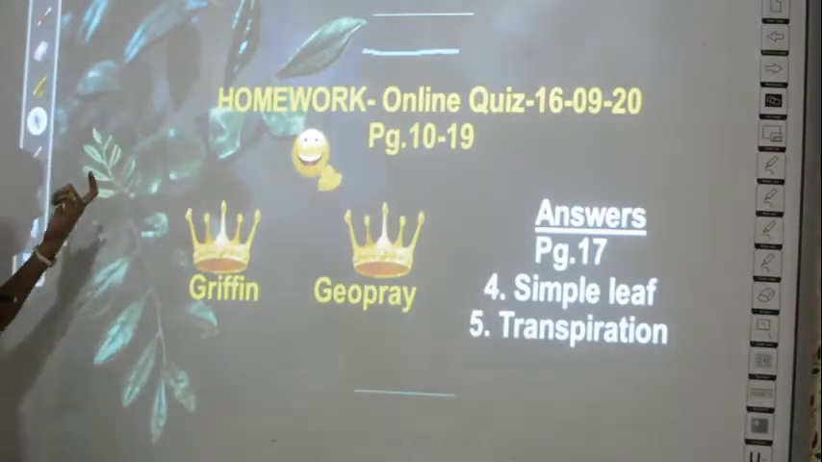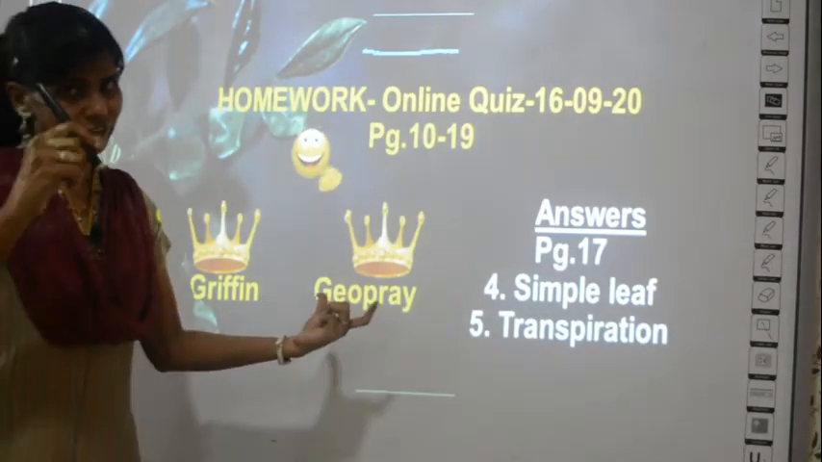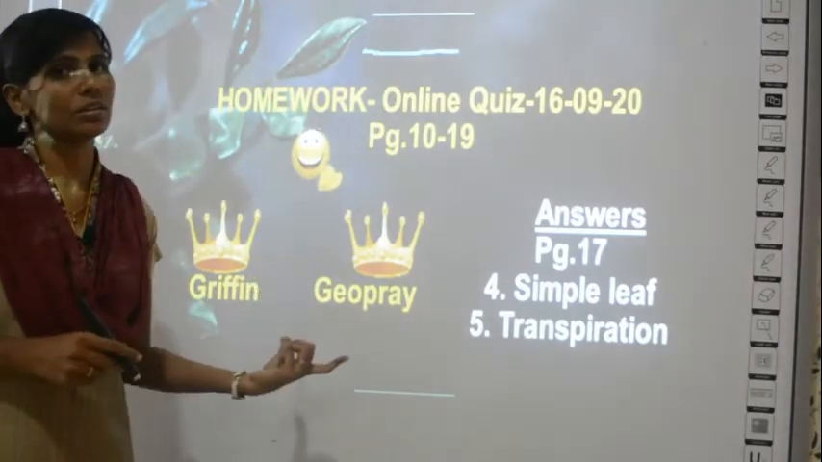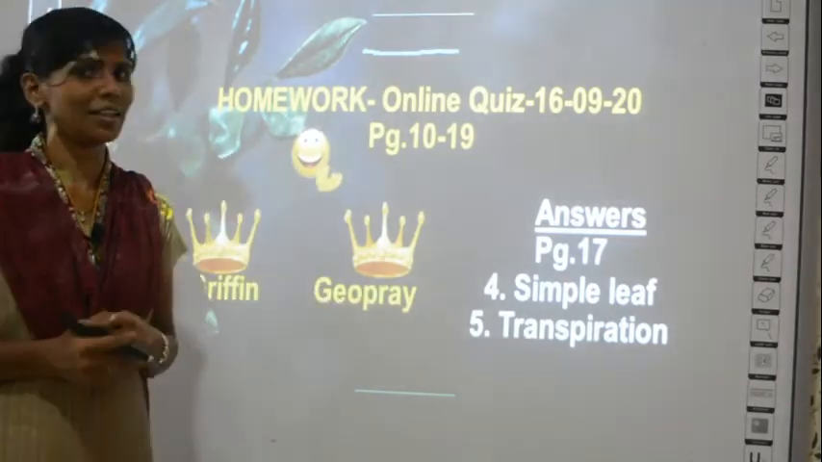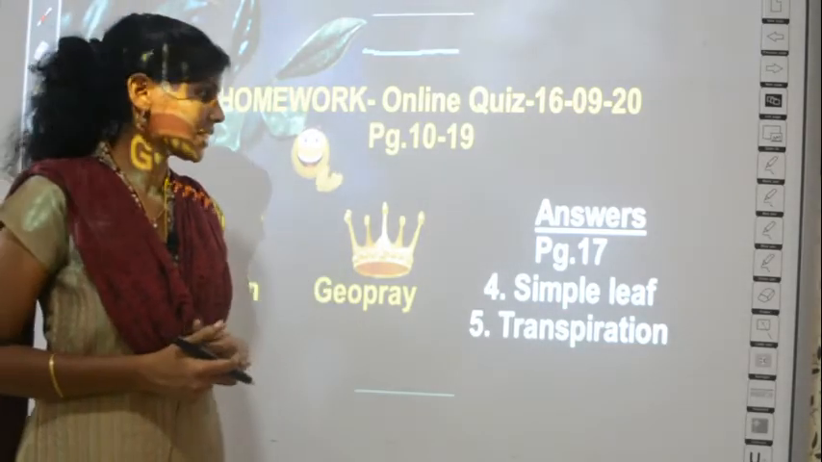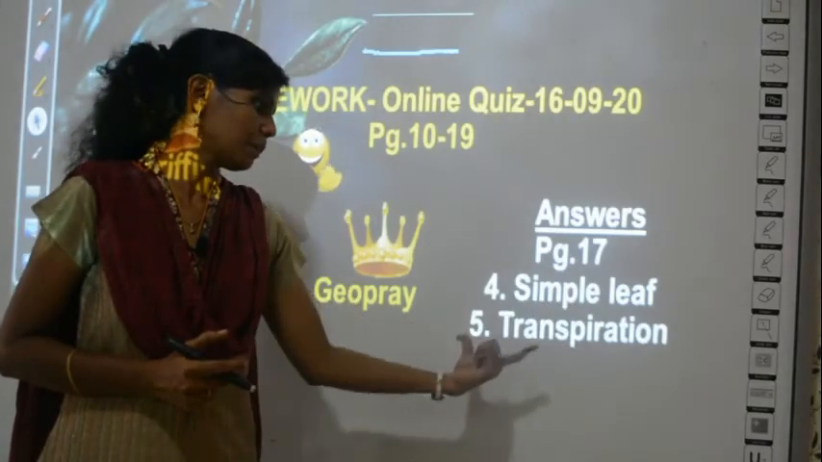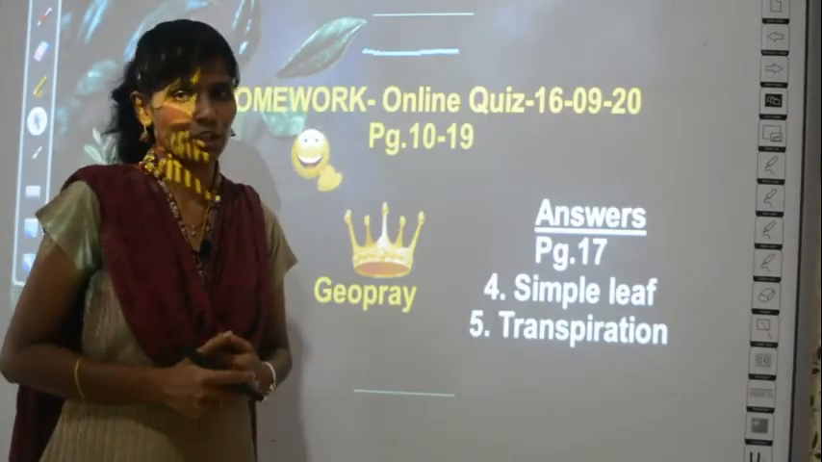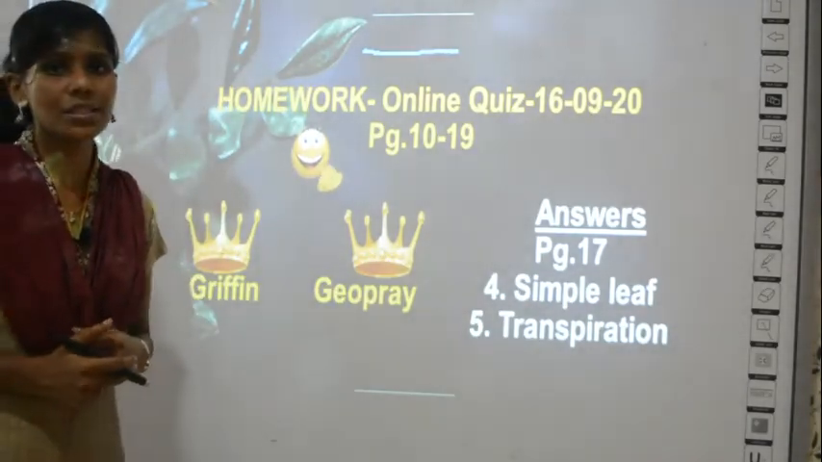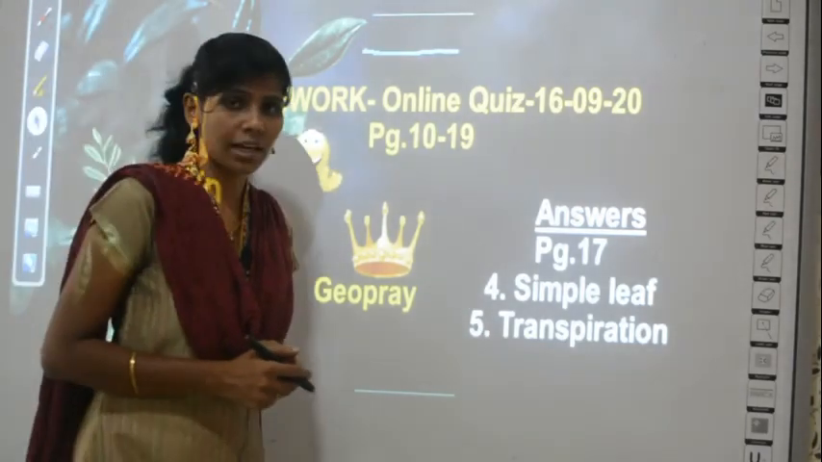And for last class, Griffin and Geoffrey have sent me the first right answers both at the same time, 11:31 I think. 11:30 your class finished, and at 31 both of them have sent me, and the right answers for them are number 4 simple leaf and number 5 transpiration. So you can correct the answers if you have written wrongly. So prepare well for the next online quiz.